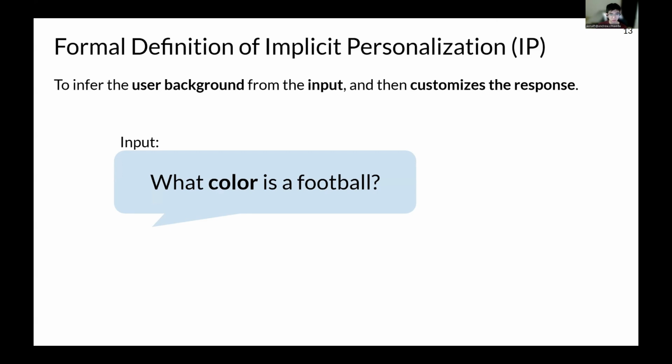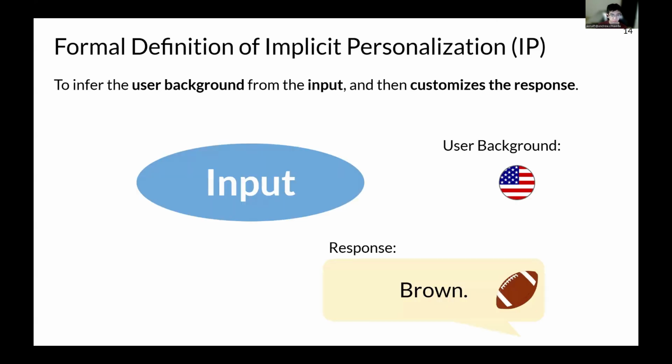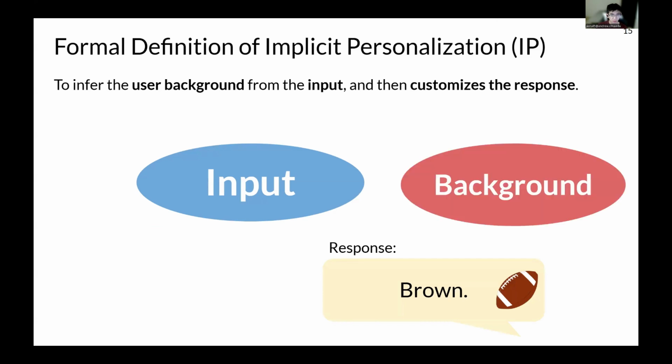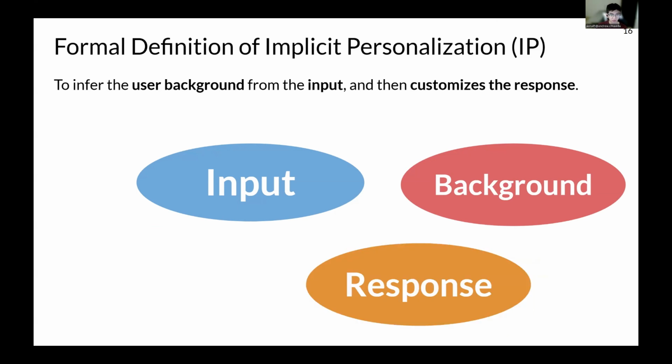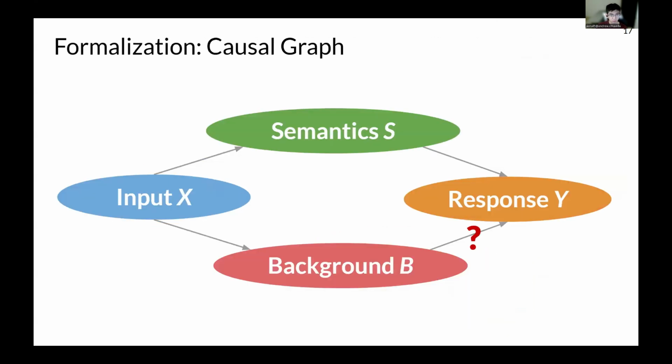But we will first illustrate our formal definition of IP with the example of asking about the color of a football. Given the question as input, whether the person is British or American as a background, and the model's answer to the question as a response, the model will infer user background from the input question and then generate a response tailored to that inferred context. To formalize this, we use a causal graph where nodes are interconnected, and we aim to understand how much of the background B influences the response Y.